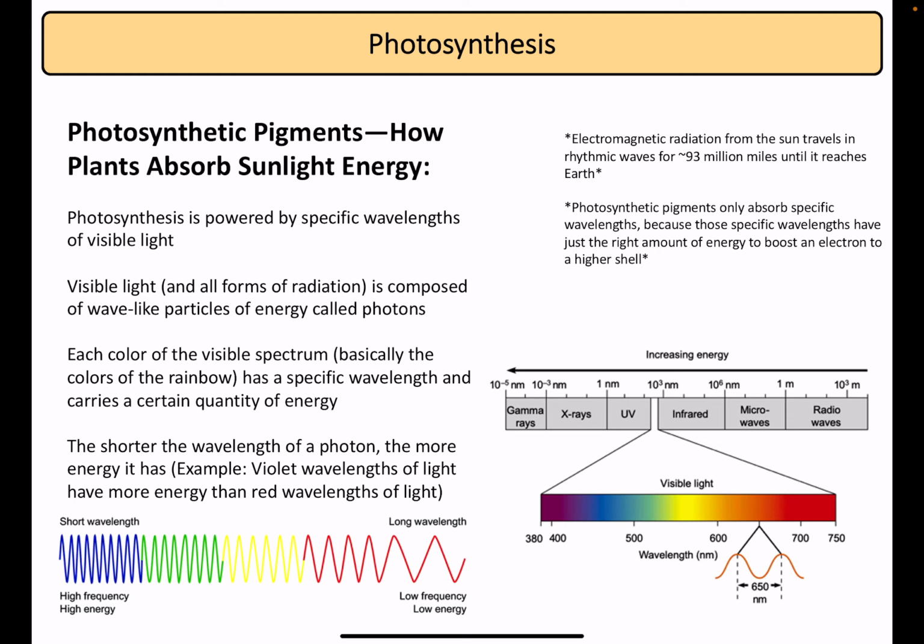So what on earth does radiation look like? Is it like an electron? What's its shape? How does it move? Well, it's a very strange particle, even strange to the physicists that study it. It behaves as both a wave and a particle. So it's like a little particle that oscillates as it moves 93 million miles from the sun until it hits the Earth.